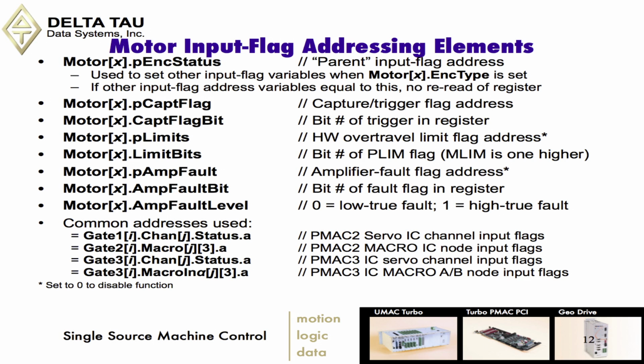Motor input flag addressing element. So we have PEnc status. This is the parent input flag address. This is used by Power PMAC to set up the other input flag variables when the motor encoder type is set. So if it has the encoder type, and we'll show that in a couple more slides, the exact details of what's going on there.